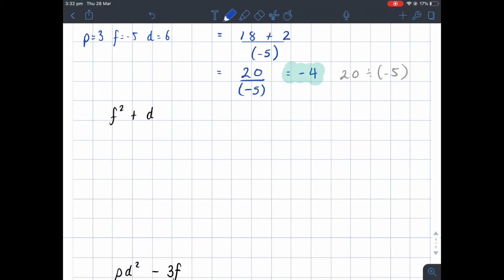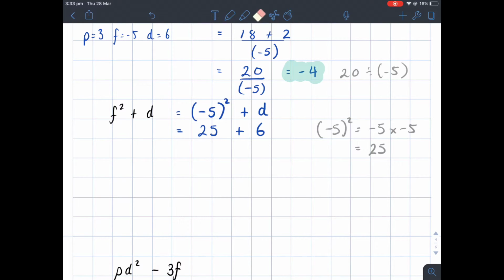Now, bringing in a squared, this is where the brackets again are very important. When it comes to evaluating this, we've got f squared. So we put in our brackets here, -5 for f squared plus d. Now, we've got to be careful when evaluating this. (-5) in brackets squared is -5 times -5. Now, negative times a negative is a positive, so we end up with positive 25. So this becomes 25 plus d, so d is 6. Sorry, I should have written that in the top line there. I'll just make that change now. And 25 plus 6 is 31.